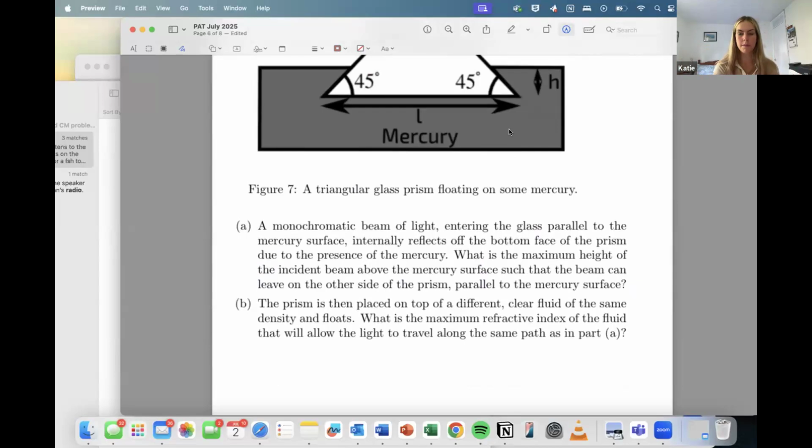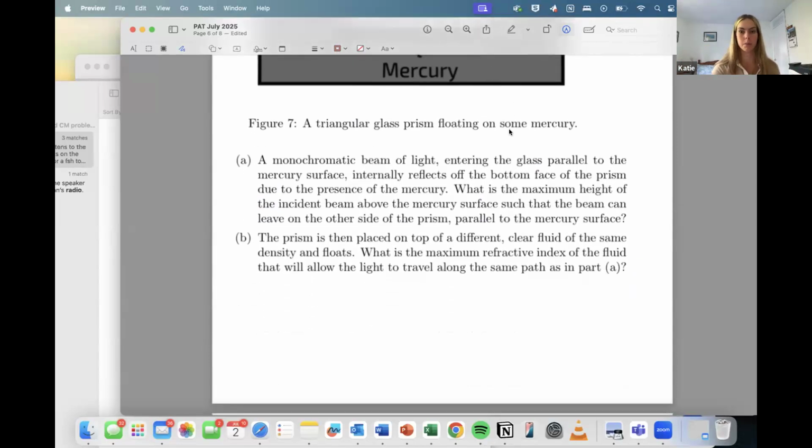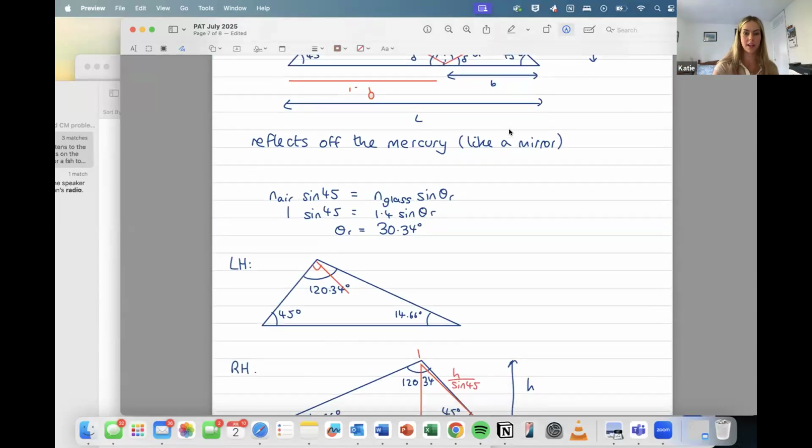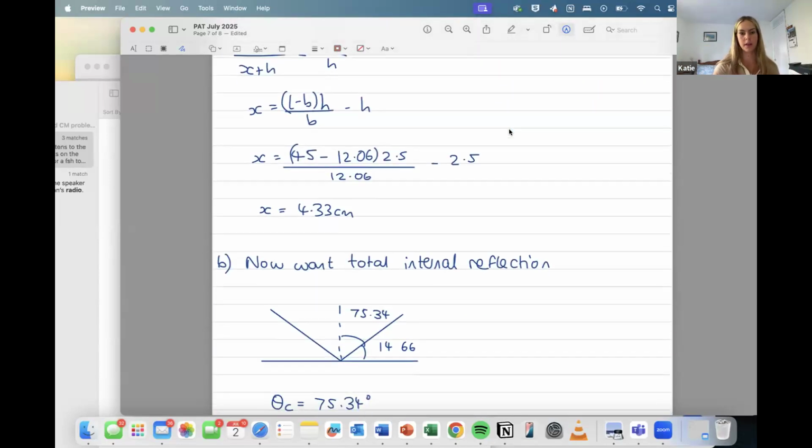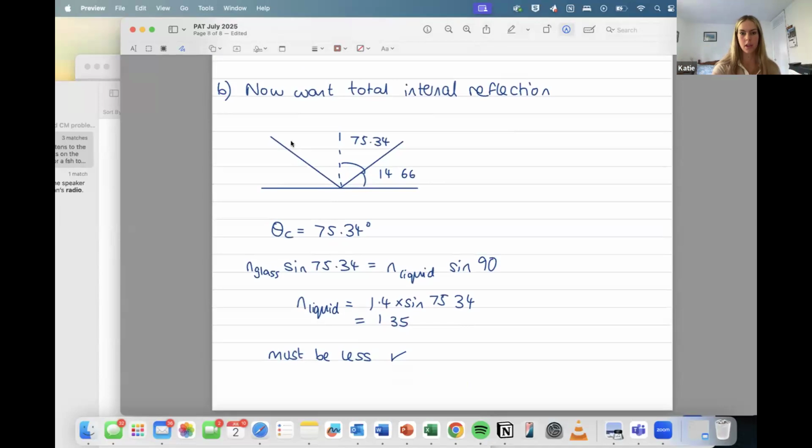So now you want the maximum refractive index of the fluid that will allow light to travel along the same path. So it's basically asking what's the maximum refractive index where we can get total internal reflection at this angle. We know all the angles already, so it's just plugging them into the total internal reflection and critical angle formula to work out what we want. So this is just the bottom surface of this block. So we know that this is 1 point.